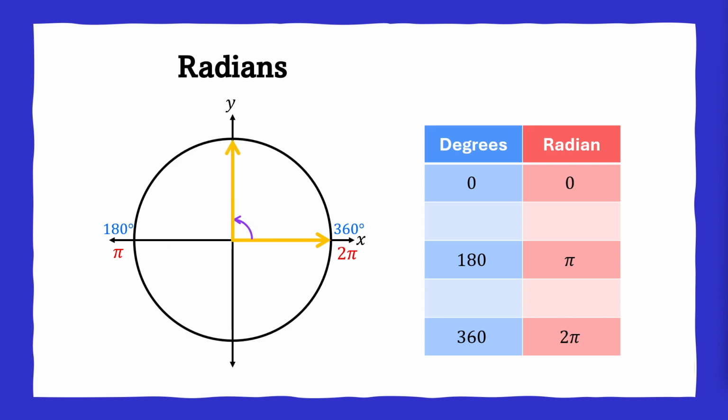What if we go only a quarter of a turn? That's 90 degrees, which is half of pi. And if we go 3/4 of a turn, that brings us to 270 degrees, which is 3/2 of pi.